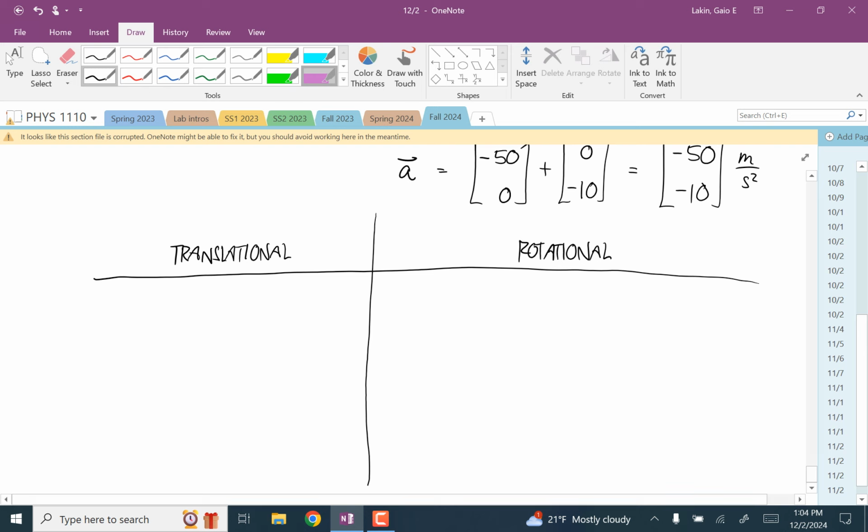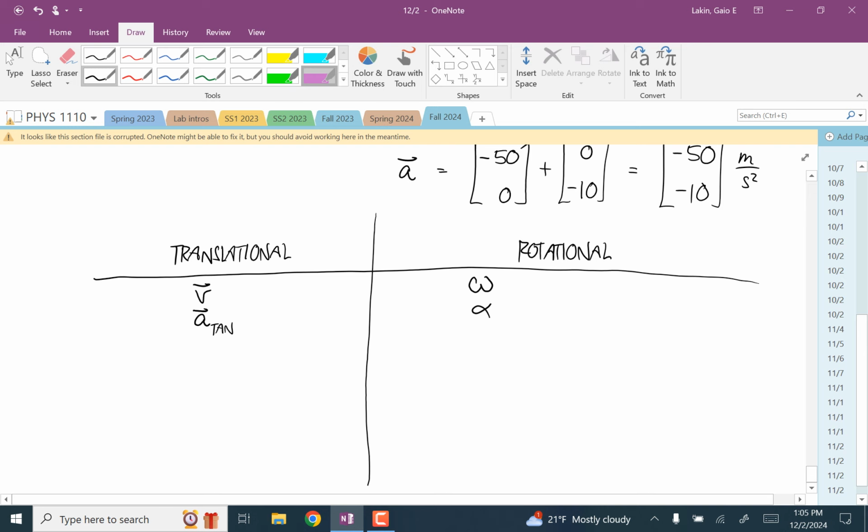So for translational quantities, there's a velocity vector. The analogous rotational quantity is the angular velocity. For translational stuff, there is an acceleration vector. For rotational stuff, there's the angular acceleration. And actually make this a tangential acceleration. It'll make more sense with everything.